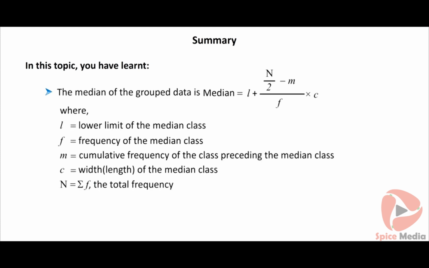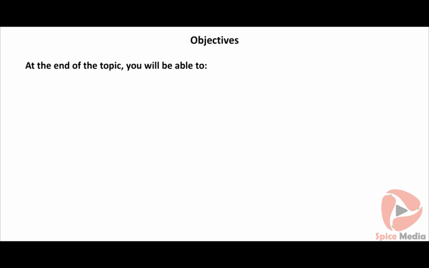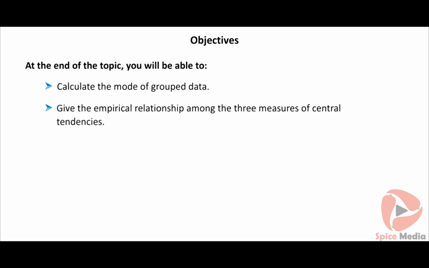The median of the grouped data is median is equal to L plus (n by 2 minus m) divided by f, into C, where L equals lower limit of the median class, f equals frequency of the median class, m equals cumulative frequency of the class preceding the median class, C equals width of the median class, n equals sigma f, the total frequency. At the end of the topic, you will be able to calculate the mode of grouped data, and give the empirical relationship among the three measures of central tendency.